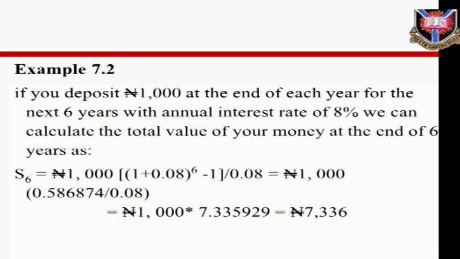Example 7.2. If you deposit 1,000 naira at the end of each year for the next 6 years with annual interest rate of 8%, we can calculate the total value of your money at the end of 6 years as S6 equals 1,000 times ((1 plus 0.08) to the power 6 minus 1) divided by 0.08, which gives us 1,000 times 0.586874 divided by 0.08, which gives us 1,000 times 7.335929, which gives us 7,336.